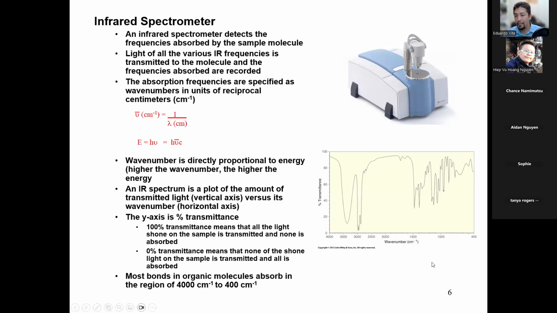So you see down here on the bottom right, we start at 400 on the x-axis on the very right, and we have 4,000 on the very left. And then on the y-axis we have percent transmittance, in other words, how much of the light got through. If 100% of the light goes through, by definition, there is nothing being absorbed. If you absorb nothing, everything goes through. If you absorb something, only a certain amount will go through the compound.